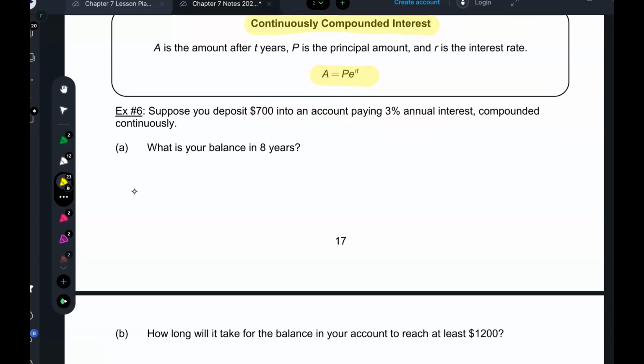Wait, let's see. What's this say? Talking about T being time. Put your caps lock on? Oh. Well, how do I change this? Okay, let's look at some examples here.